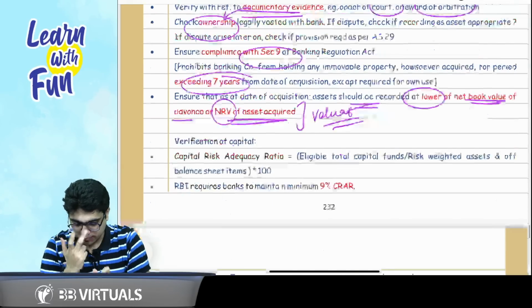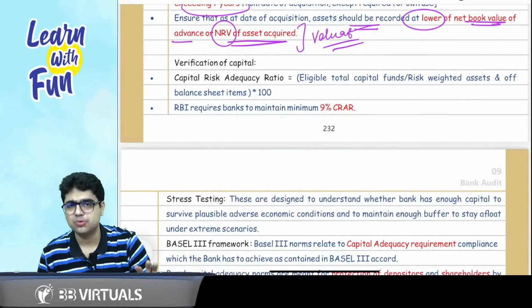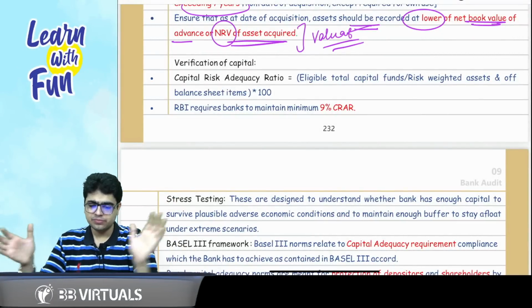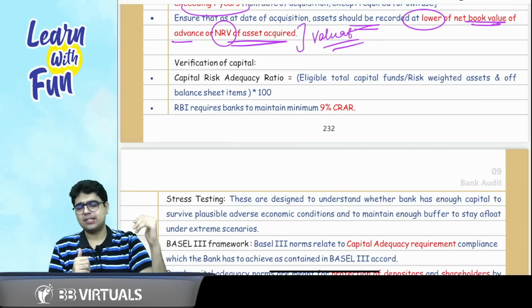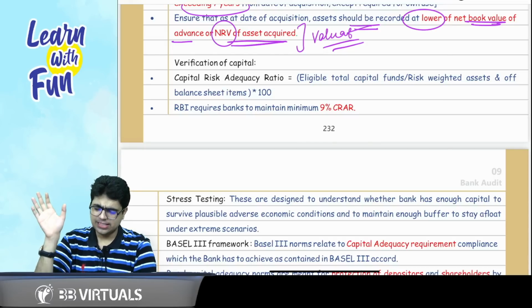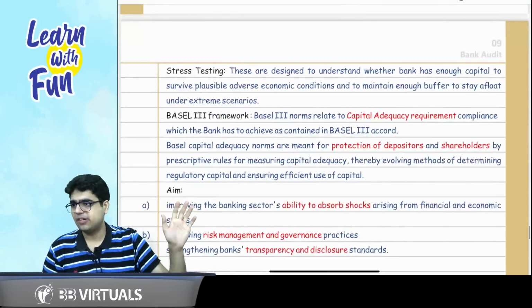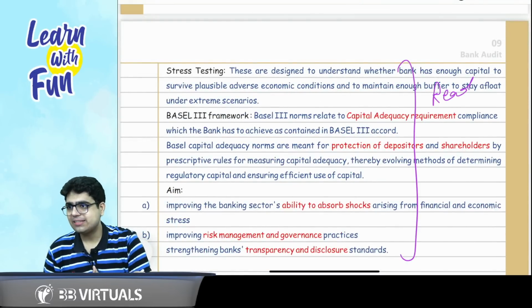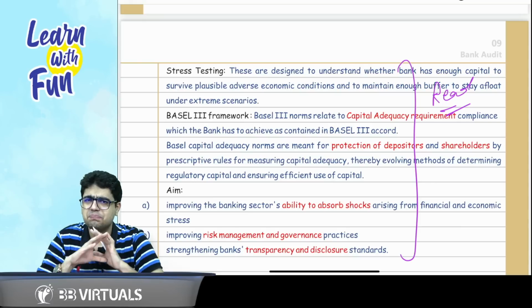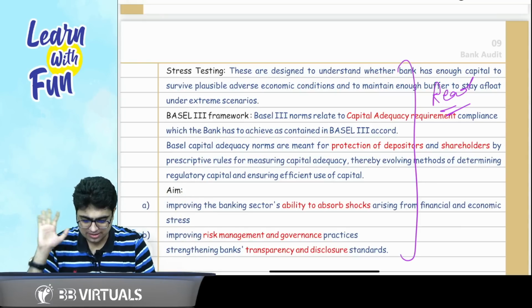Now comes the concept of verification of capital. In that, you need to understand the concept of capital adequacy ratio, and I'm sure you are very much thorough with it. Capital adequacy ratio is capital divided by risk-weighted assets into 100. Banks need to maintain a minimum CRAR of 9%. Stress testing and the Basel framework, please read it on your own, once or twice. It's pure theory, nothing practical here. Just read it on your own after this revision session.